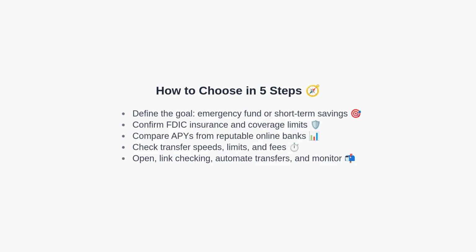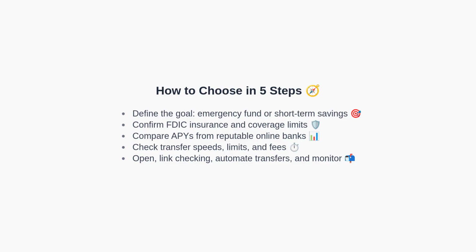First, define your goal, such as building a 3 to 6 month emergency fund or saving for a near-term expense. Second, confirm FDIC insurance and confirm that your total deposits will remain within insured limits. Third, compare APYs among reputable online banks and credit unions. Fourth, read the fine print on transfer speeds, any daily or monthly transfer limits, and potential fees.